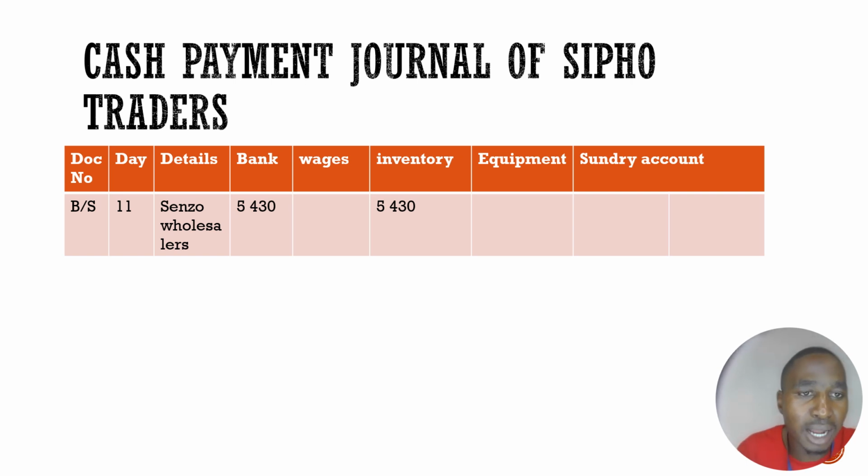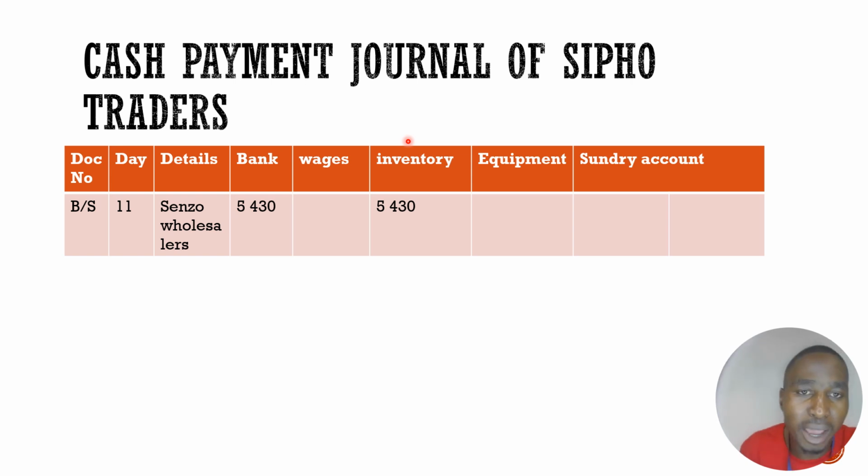And on the day, you'll write the 11th of July. And on details, you'll write the name of the business that you bought inventory from. You bought inventory from Senzo Wholesalers, so you have to write Senzo Wholesalers. And then because that money actually went out of our business bank account, we said bank is the first account affected.